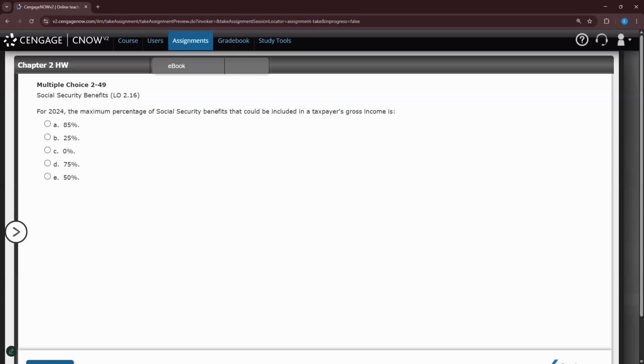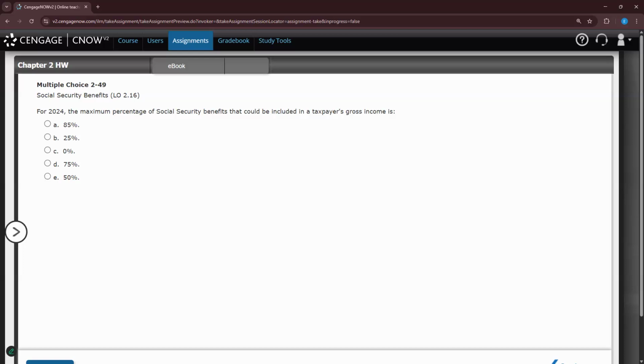All right, so this brings us to our last question, Social Security benefits. The question states for 2024, the maximum percentage of Social Security benefits that could be included in a taxpayer's gross income is. One thing we'll come to learn is that many taxpayers can exclude all of their Social Security benefits from gross income. But if the individual has other sources of income, generally they might have to include a percentage of their benefits in gross income. There's a specific formula to determine how much of Social Security is going to be taxable.